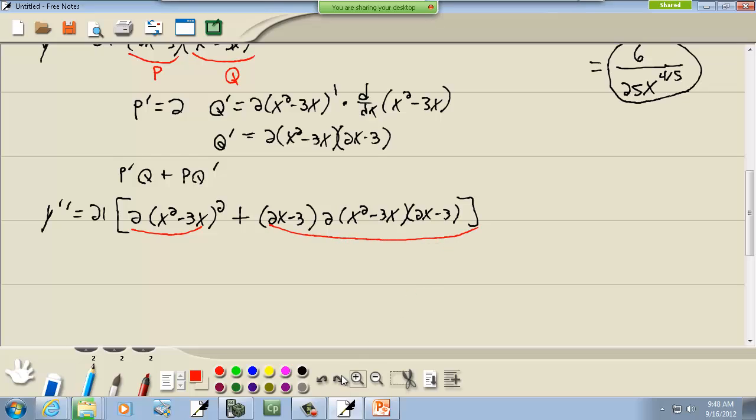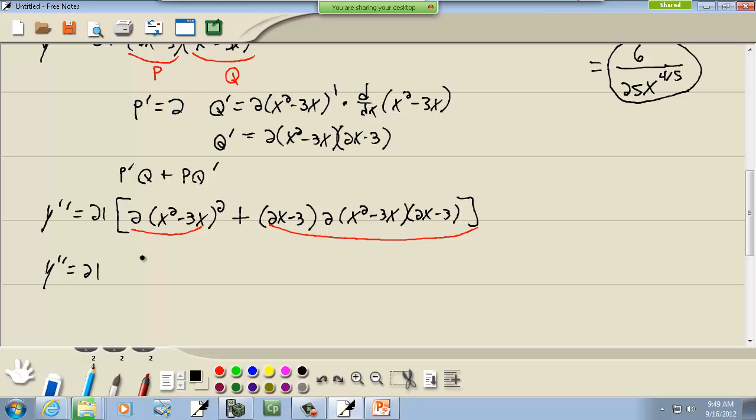This is considered one group. Why are they considered one group? Well, this is 2 times this. This is 2x minus 3 times this, times this, times this. So everything's multiplication in there. Okay, leave the 21 there.